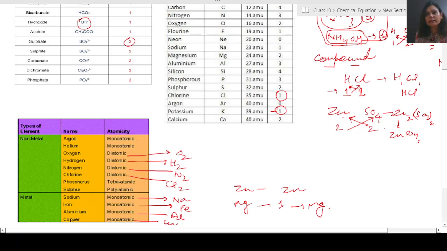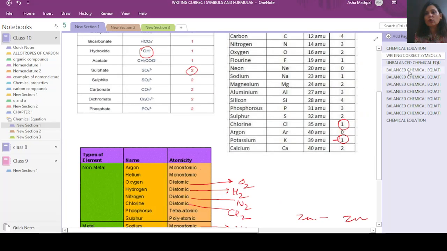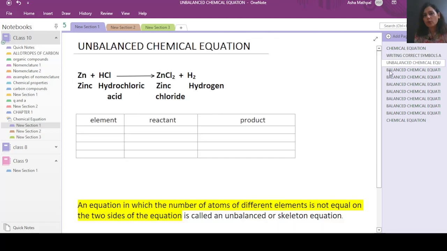Okay, let's move ahead in the chapter and we will be going to the chemical equation topic. Now, what is an unbalanced chemical equation? See, in a chemical equation there are two parts. This is the reactant side, right? And this is the product side. On both the sides we will have the same elements because these elements and their atoms are undergoing chemical reaction and they are only forming the compound.